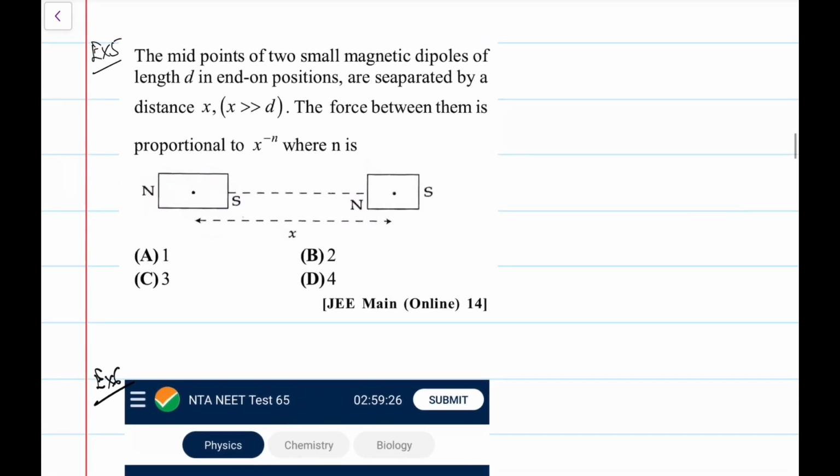Now this is a very interesting one, just listen to it. The midpoints of two small magnetic dipoles, just remember, two small magnetic dipoles of length d in end-on positions are separated by a distance x. x is much greater than their width. The force between them is proportional to x to the power minus n, where n is. Same question is for electric dipoles also. You can have like this pp, here you have that mm, that is one and the same thing.